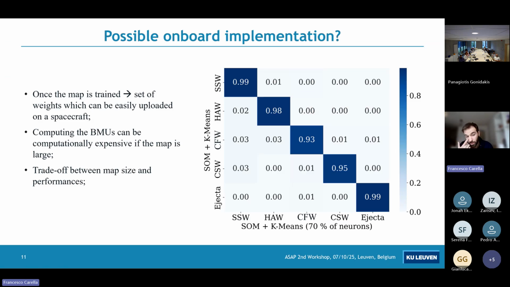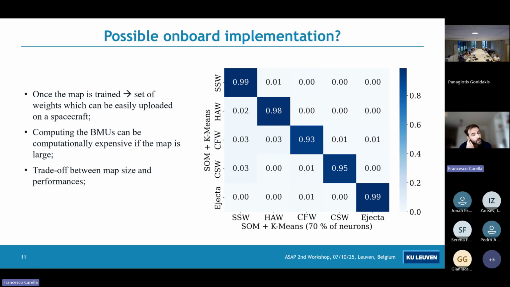So, concluding with this last slide, how can we put this on board? Yeah, I would say yes. The only thing is that you have to try to do an optimization on the size of the map, because computing the best matching unit can be computationally expensive if the map is too big.